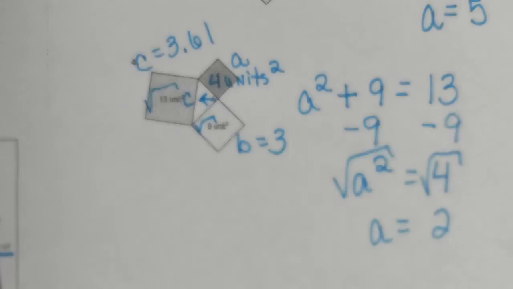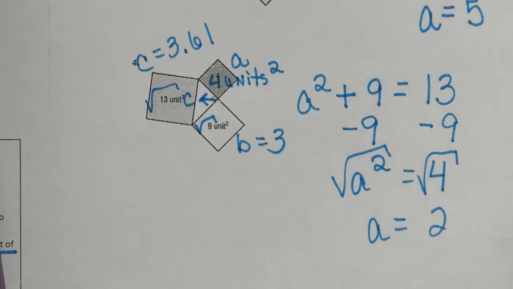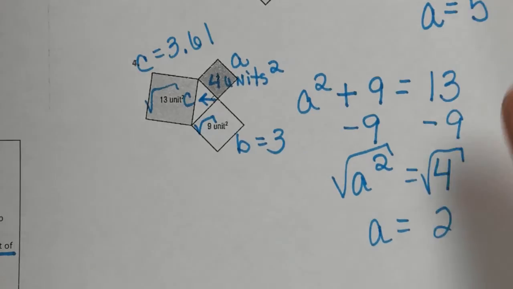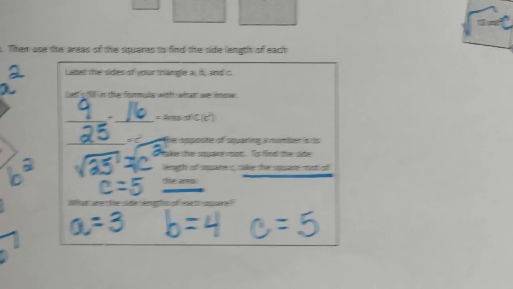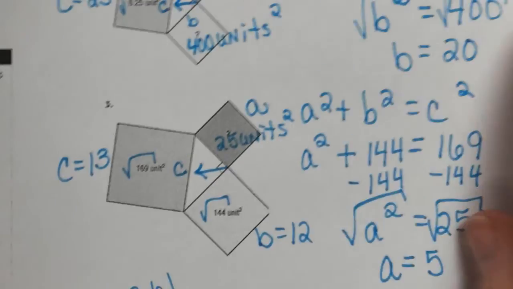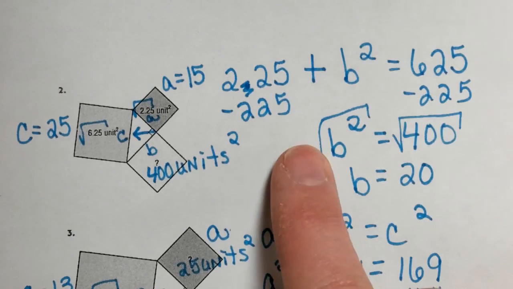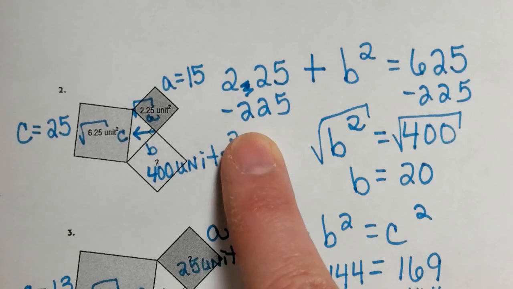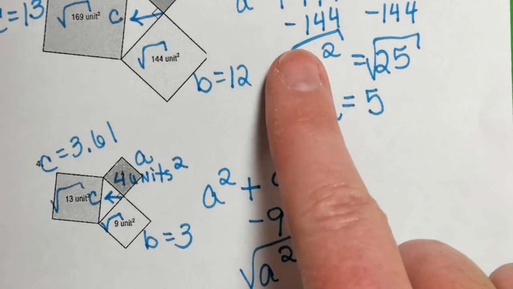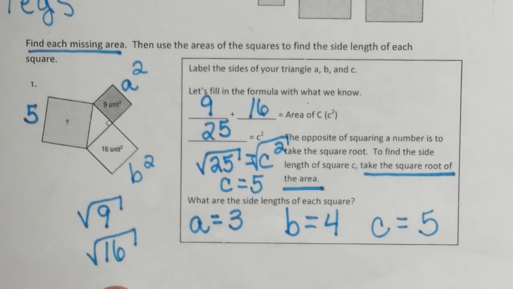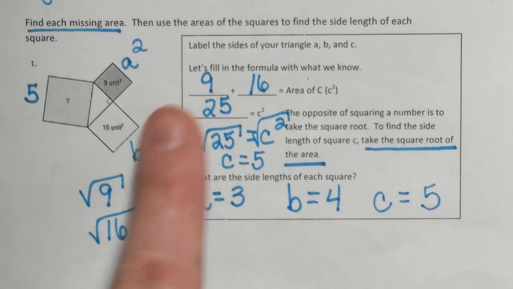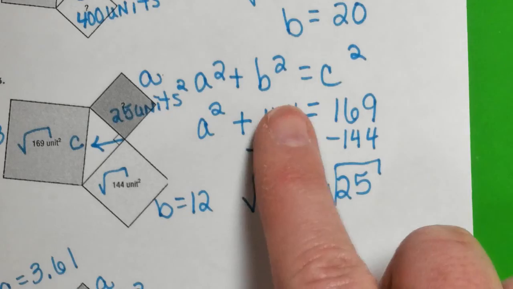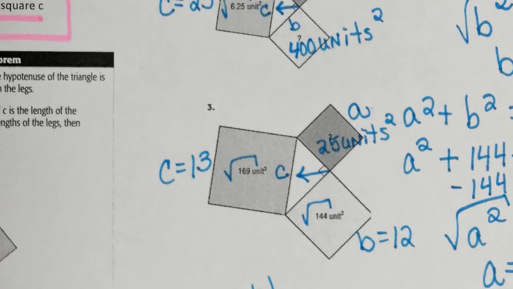Okay? So that's using the models, using the squares, using the areas to help you find the sides and the area. So notice, sometimes when we fill in our areas, we have to subtract. But sometimes, like in this one, we actually added. So it's really important that we take the time to fill in our formula so we know what information we've been given.